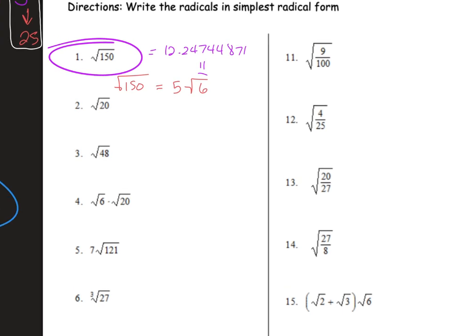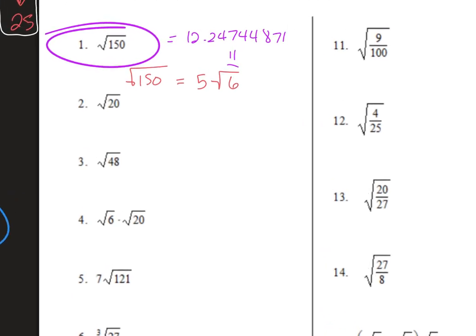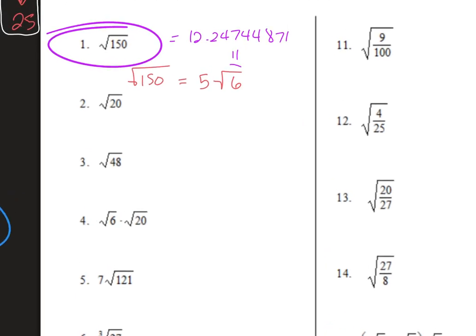So I'm going to go kind of quickly through this because some of these I think you can kind of do in your head. Like the square root of 20 is really 4 times 5. So that's 2 square root of 5, because the 4 is a perfect square. And so the 2 is what comes out. Why 2? Because 4 is equal to 2 squared, okay?